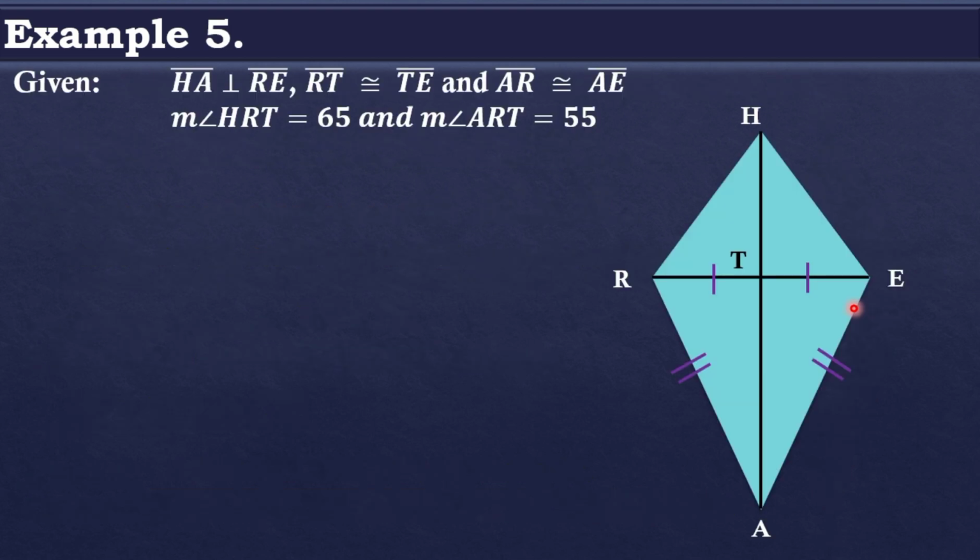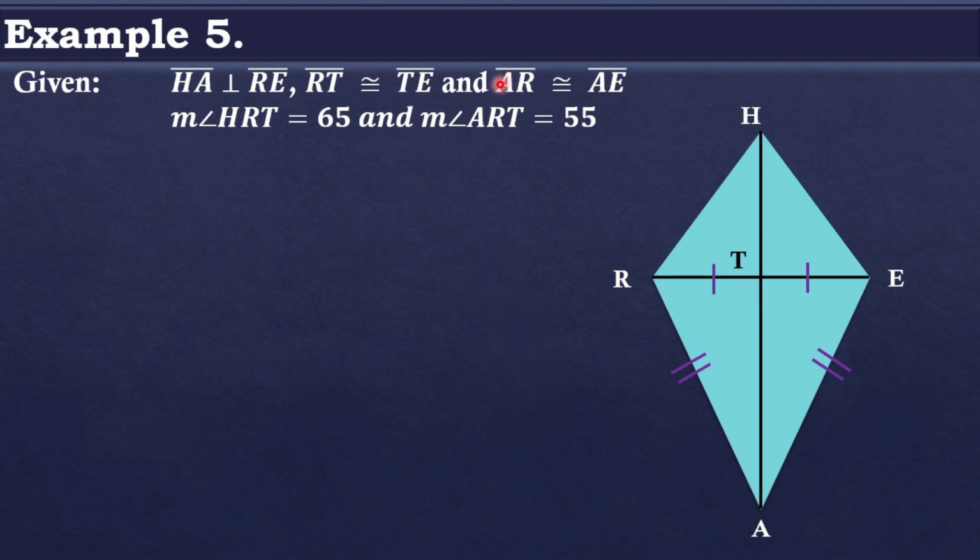Okay, let's have this one. So, in this example, segment HA is perpendicular to segment RE. Okay? And then sabi rito, segment RT is congruent to segment TE. So, naglagay ako ng mark. Okay? This mark symbolizes that these segments are congruent.